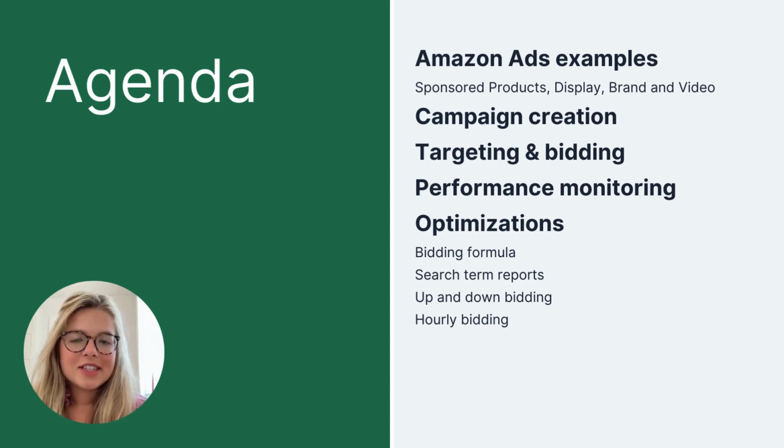On our agenda today. So first, I will show you some examples of where your ads will appear on Amazon. Then we will take a high-level look at the process of creating a campaign and what you need to know about targeting and bids per click. After seeing how to monitor performance, we will look at advanced optimization techniques, such as the formula for calculating bids per click, how to run an analysis of search term reports, bidding strategies, and finally, hourly bidding.